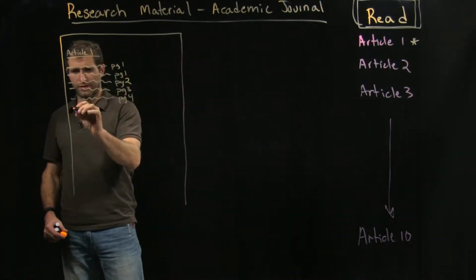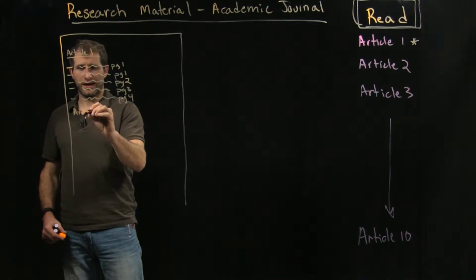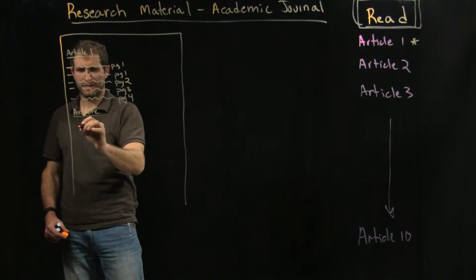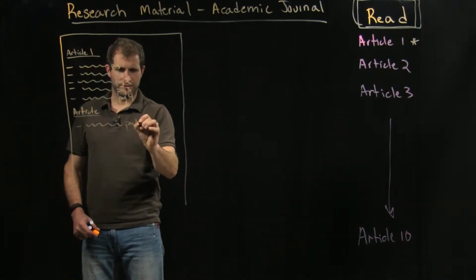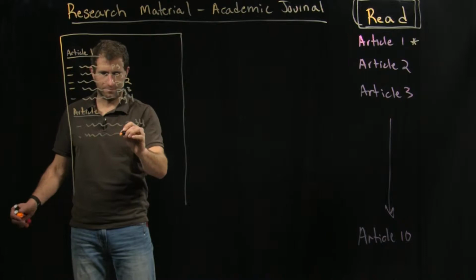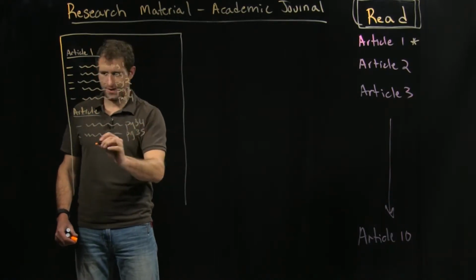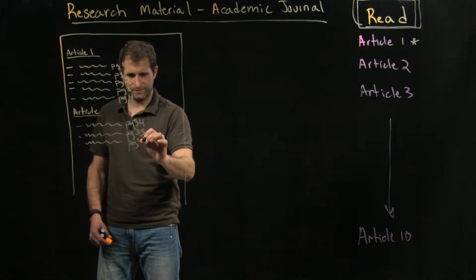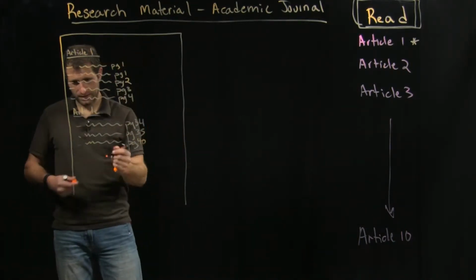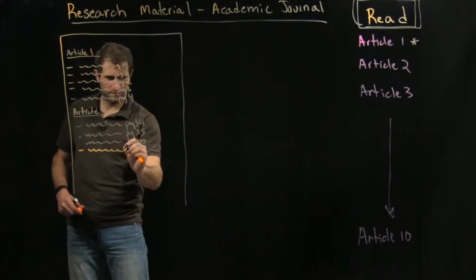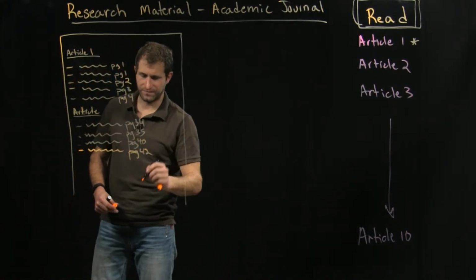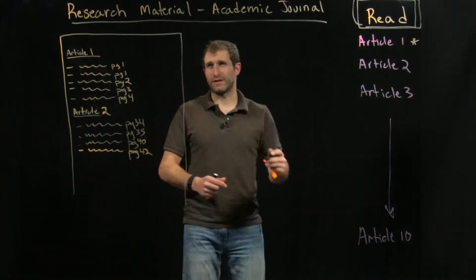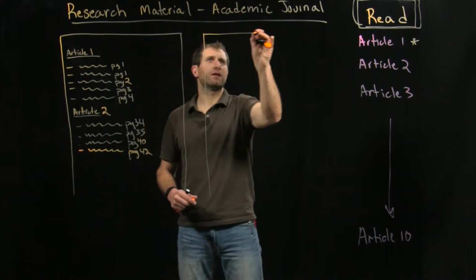Then you get down to Article 2, and you do the same thing. So you get the idea, page 34, I'm just making this up, page 35, page 40, page 42. Okay, so then you've got all of this for Article 2. So you've got a few pages of these notes, which I'll generate really quick here.